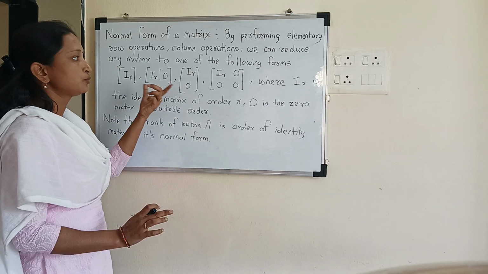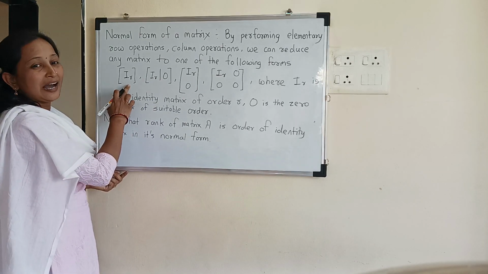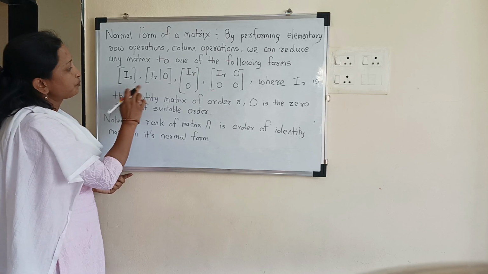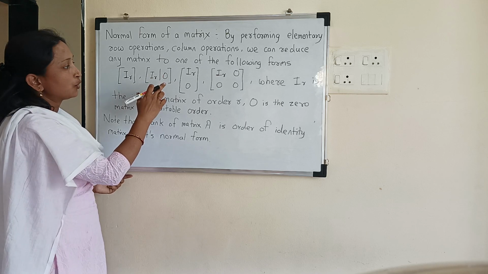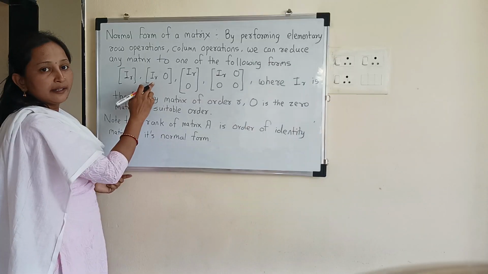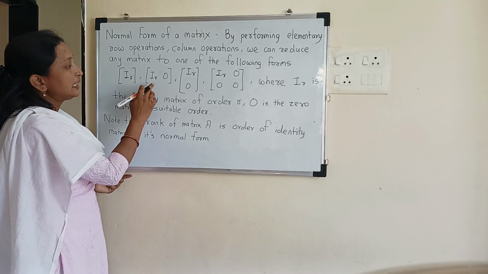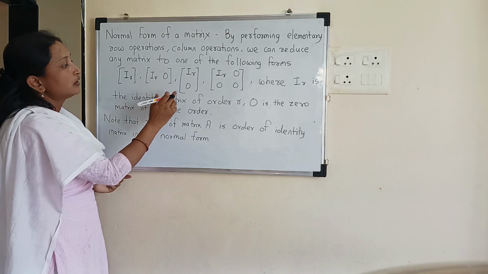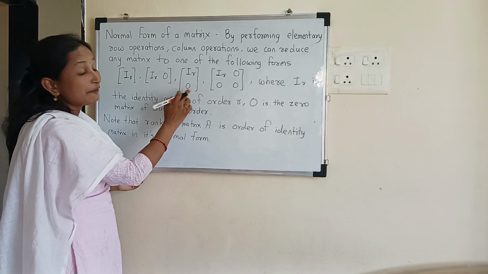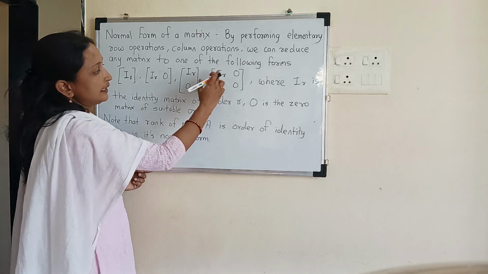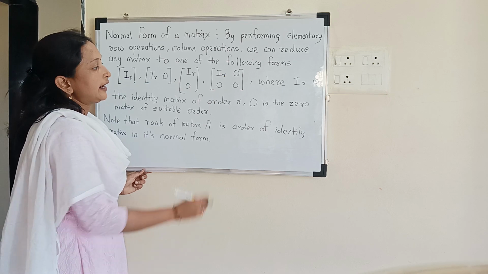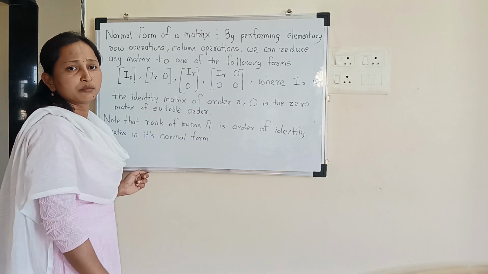So there are types of forms of matrices. What are the types? This is I_R. I_R indicates that this is the identity matrix of order R by R. This is [I_R 0]. This indicates that you have an identity matrix with R rows and R columns, and you have an additional 0 column. This is [I_R; 0], which indicates that you have an identity matrix of order R and you have an additional 0 row here. And this matrix indicates that you have an identity matrix of order R and you have additional 0 rows and 0 columns in that matrix.